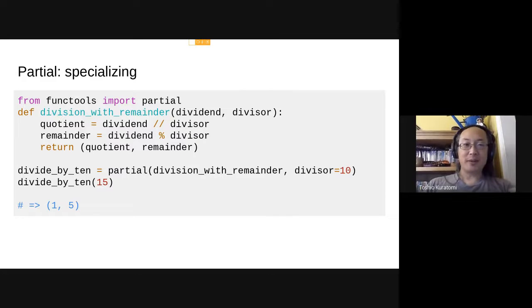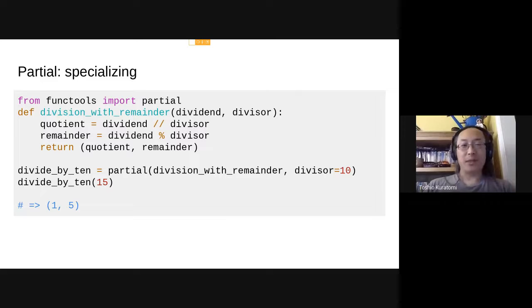Partial can take positional arguments. So if I was trying to set dividend, I could just pass in the number 10 without using dividend equals 10. But because it's the second argument that I'm trying to hard code here, I need to use keyword arguments. And in Python, even though dividend and divisor are positional, I can also reference it as a keyword if I want to. So partial, division with remainder, the function name, divisor, the parameter name, equals 10, the value that I'm hard coding.